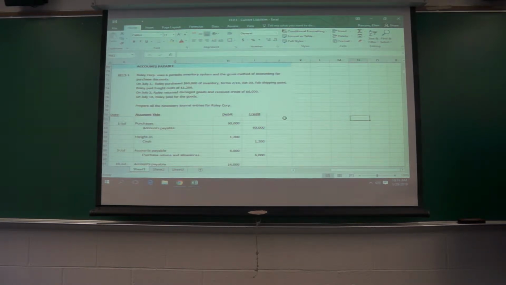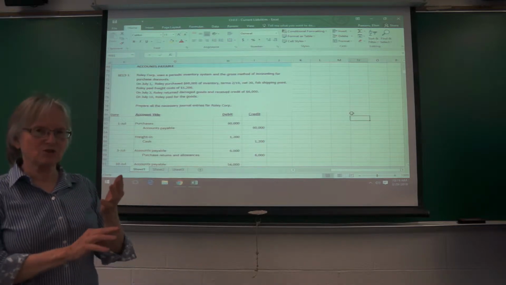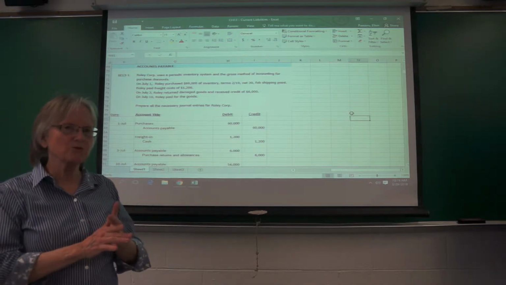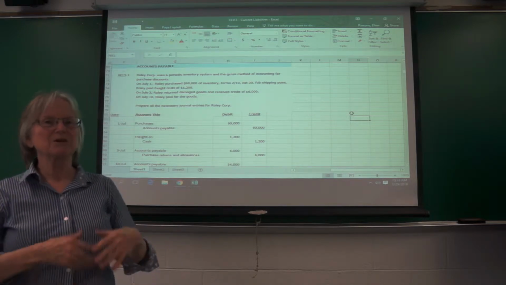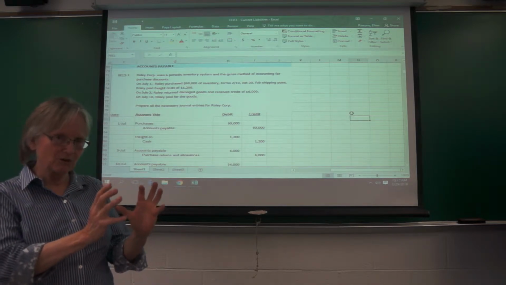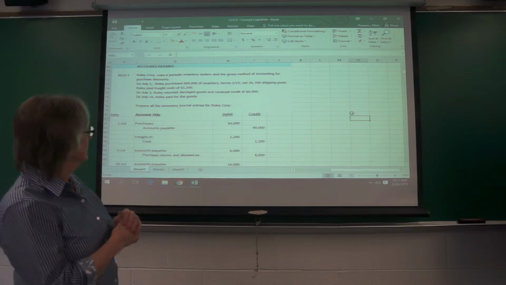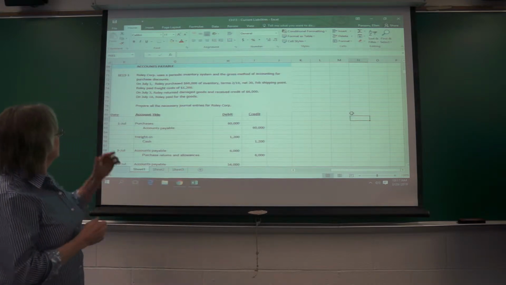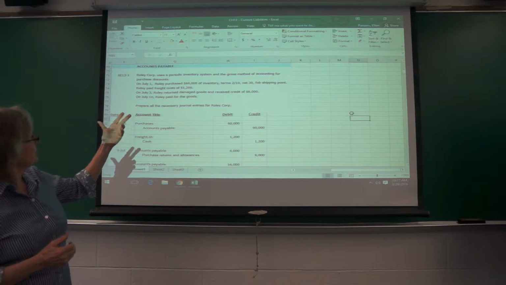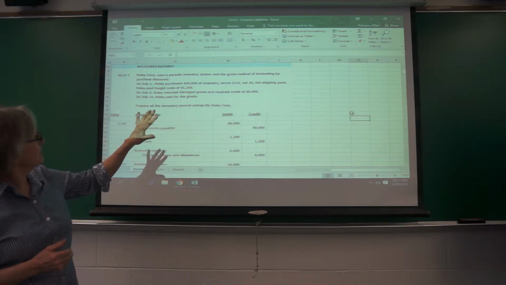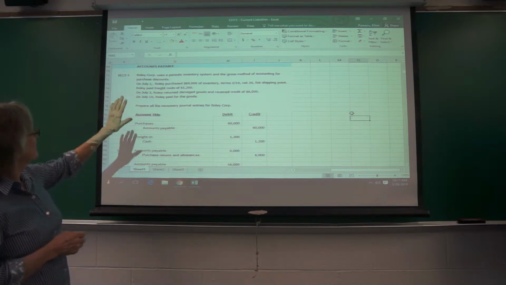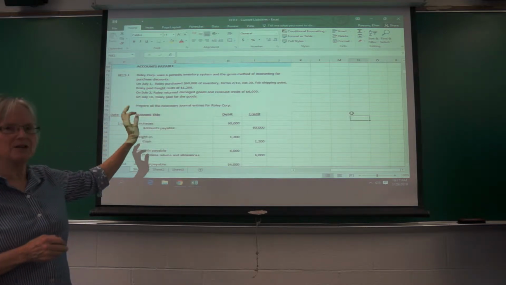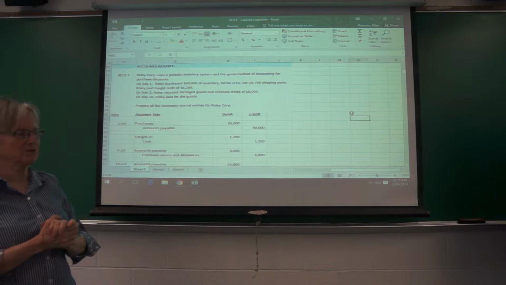You've got Rolly Corp using a periodic inventory system. So that means you're going to be using the purchases account, purchase discounts, purchase returns and allowances, freight in, as opposed to a perpetual system where you would just be using your merchandise inventory account to put all of that stuff in. Okay, so on July 1st, they purchased $60,000 worth of inventory, terms 2/10, net 30, FOB shipping point. That gets it all right in there, doesn't it? You also note they're using the gross method as opposed to the net method for accounting.